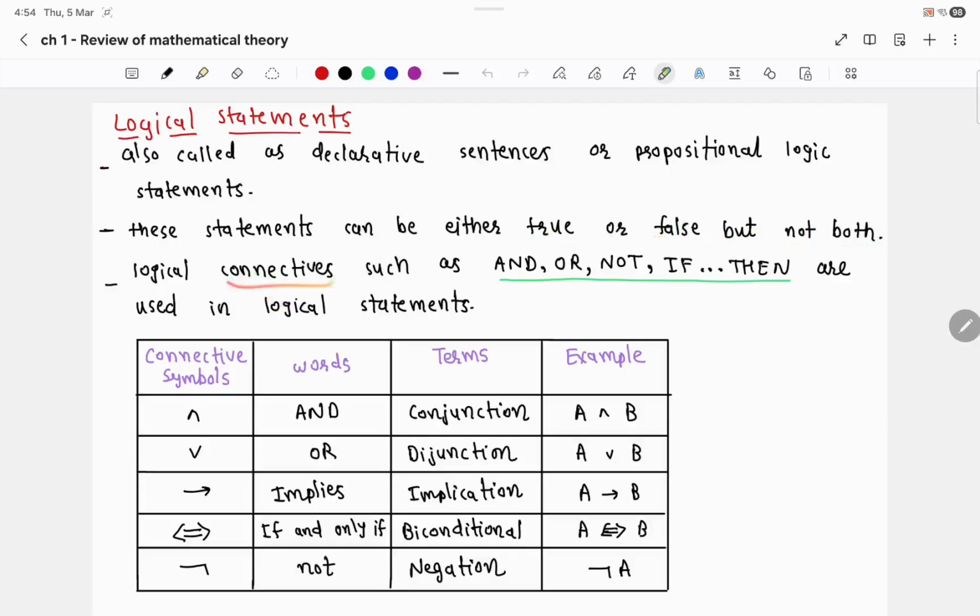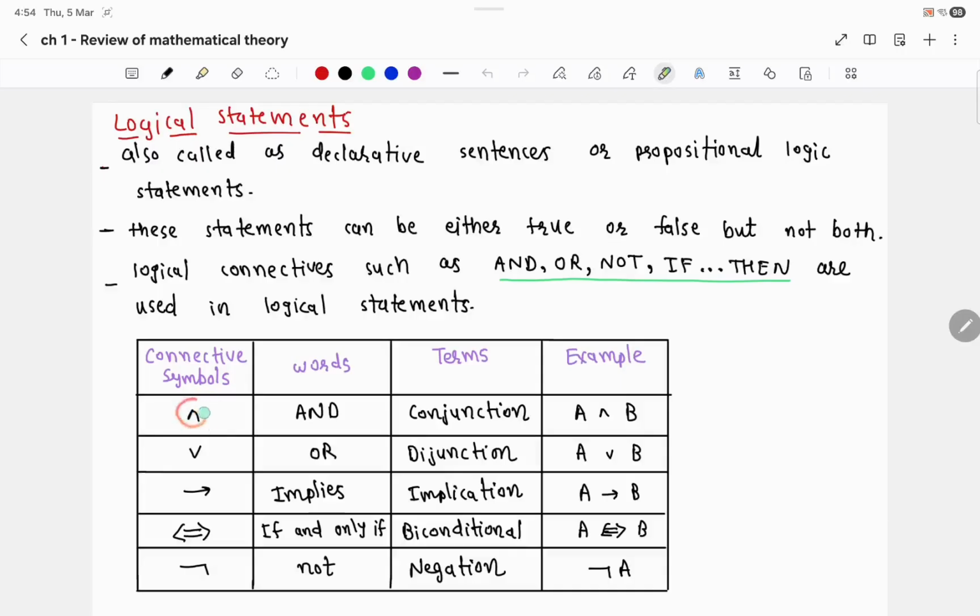Logical connectives are used to represent the logical statements, such as and, or, not, if, and then. These are used in logical statements. Now we will see what the connective symbols used in these logical statements are. There are mainly 5 connective symbols which are used.